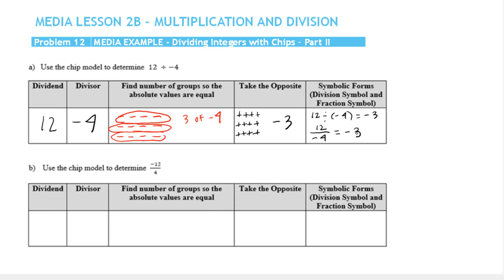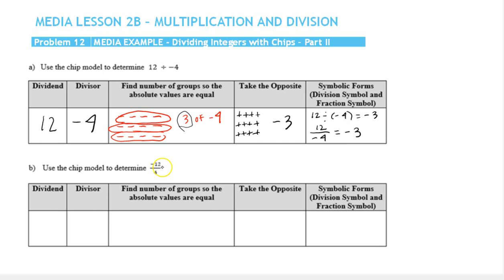So just to sum up, you take divisor-sized groups to equal the dividend in absolute values. So I have 12 chips, but they were negative, okay, and I wanted positive. So I took the opposite, so that made the opposite of the number of groups as my result.